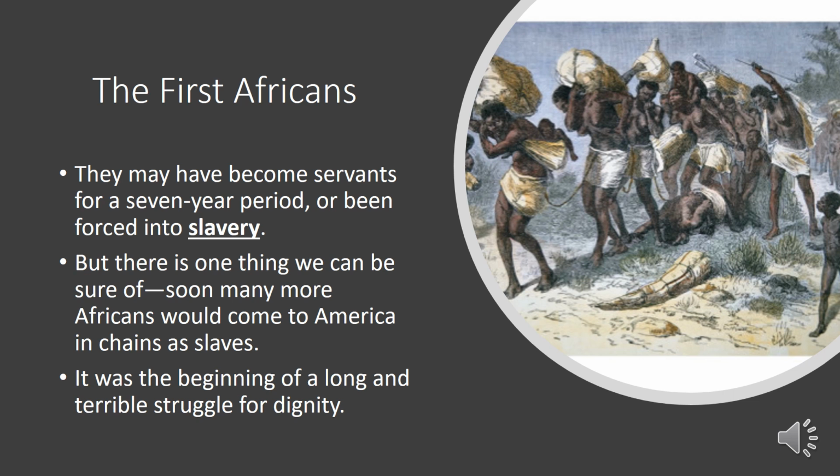The first Africans. They may have become servants for a 7-year period or have been forced into slavery. But there is one thing we can be sure of. Soon, many more Africans would come to America in chains as slaves. It was the beginning of a long and terrible struggle for dignity.